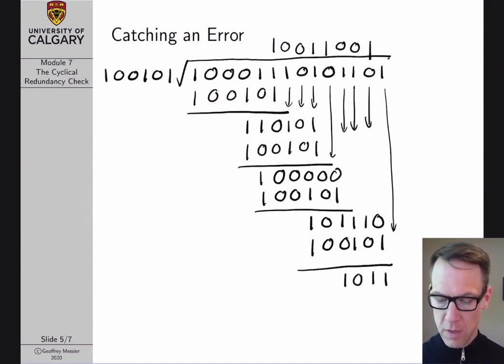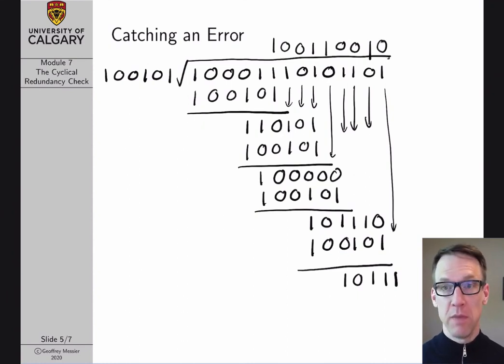Pull down the last bit. Just by way of notation, when we pull down the last bit, it's still not long enough to do a full division, but we still pull it down. We just put a 0 there to indicate that we didn't do a division, because it is part of the remainder. So even if pulling down a bit doesn't allow us to do one more subtraction of the divisor, we still pull it down.